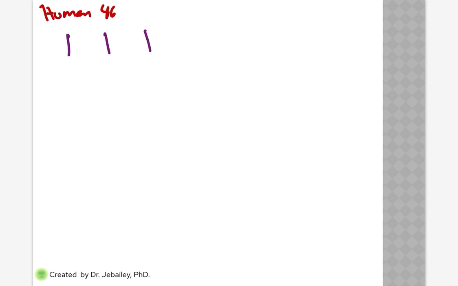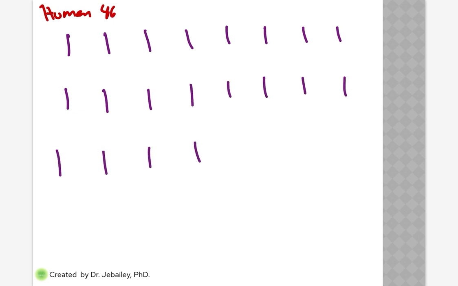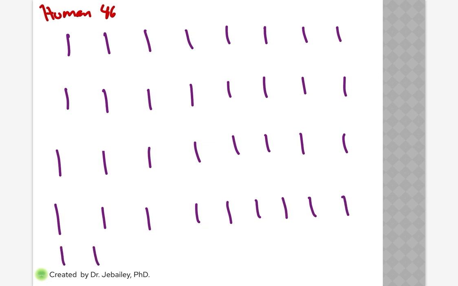That means in that one nucleus, you have 3, 4, 5, 6, 7, 8, 9, 10, 11, 12, 13, 14, 15, 16, 17, 18, 19, 20, 21, 22, 23, 24, 25, 26, 27, 28, 29, 30, 31, 32, 33, 34, 35, 36, 37, 38, 39, 40, 41, 42, 43, 44, 45, 46. So this is all the chromosomes that are found in the human. Now, this is when the cell is just living its life and it's not going through mitosis or meiosis.